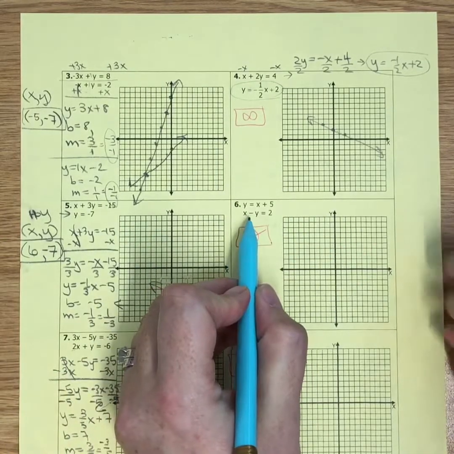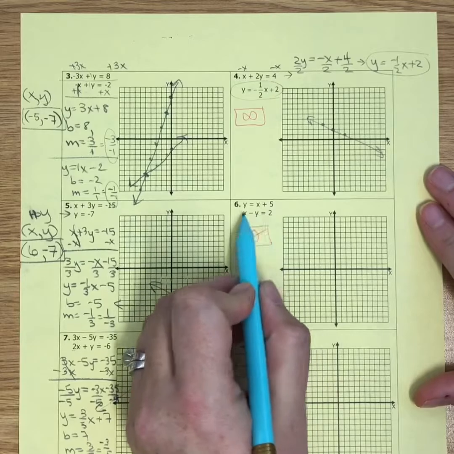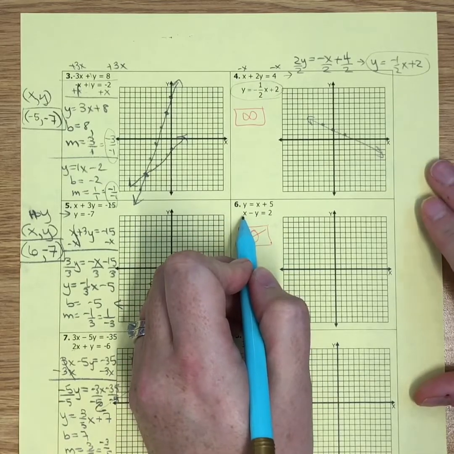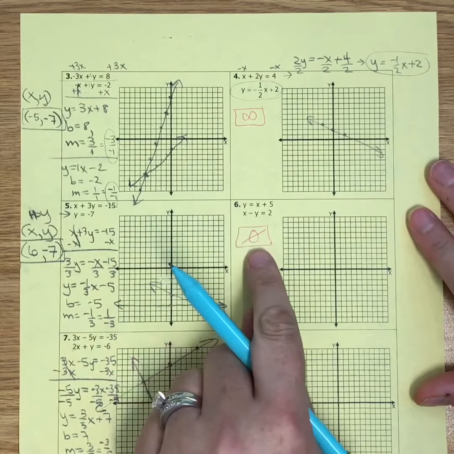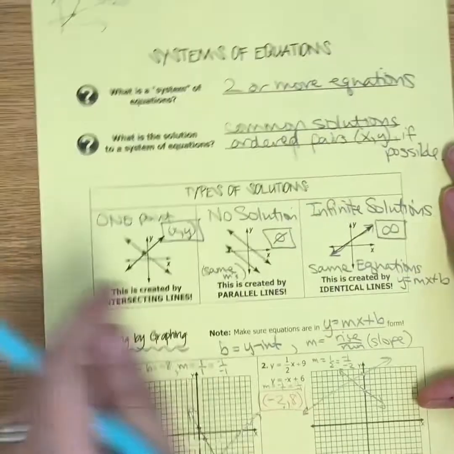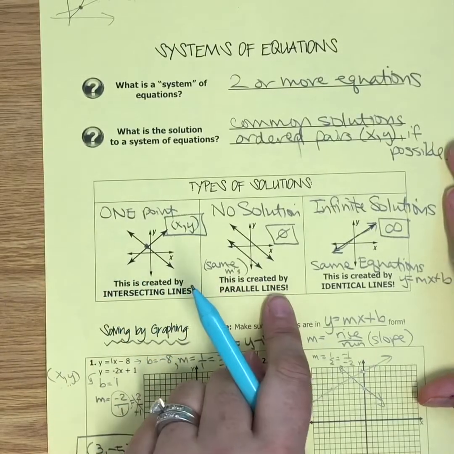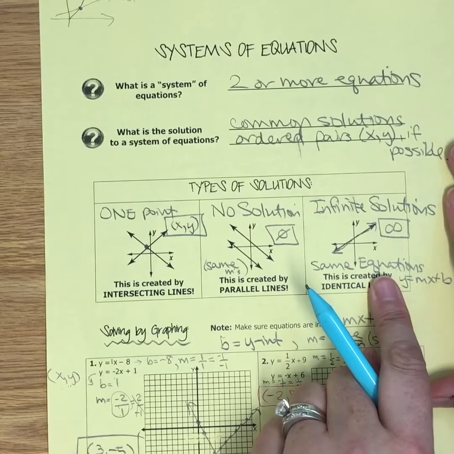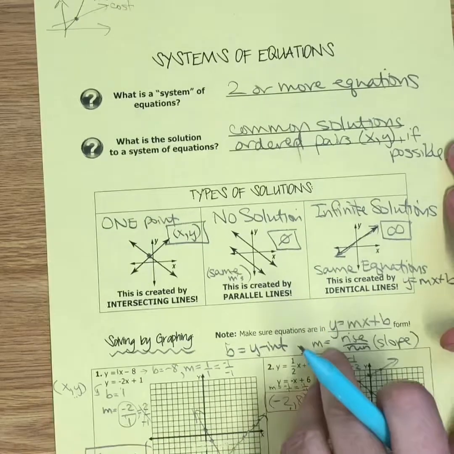Now, if you look at number 6, the only one we have to solve for y is the second equation. Now I know the answer is no solution. Well, no solution, what has to happen? They're parallel lines, which means they have the same m. But they're not the same equation, so they have different b's, okay?